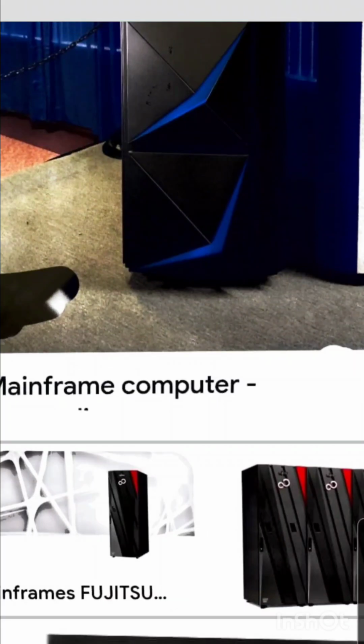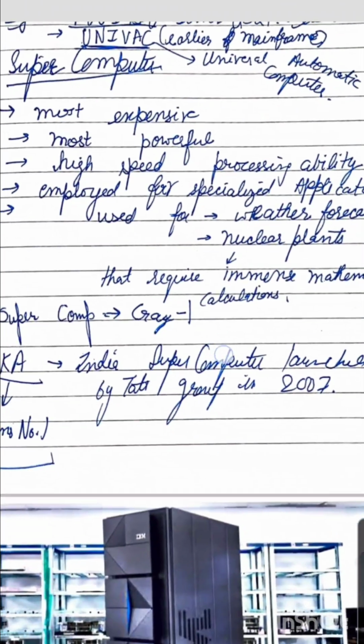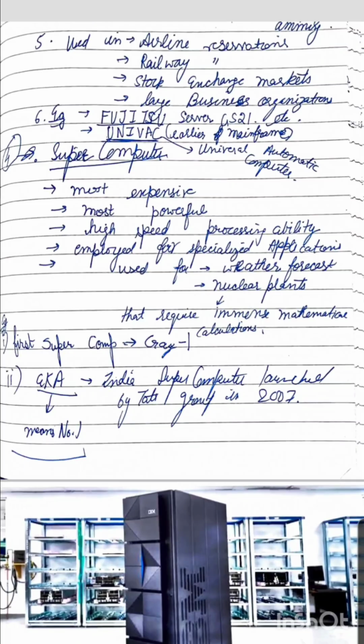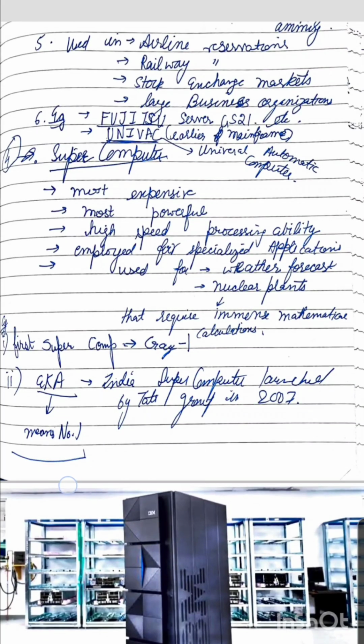All right, then we have the last category, which are the most expensive but most powerful, with very high speed of processing, and they are employed for specialized applications. They are used for weather forecasting, nuclear plants, etc.